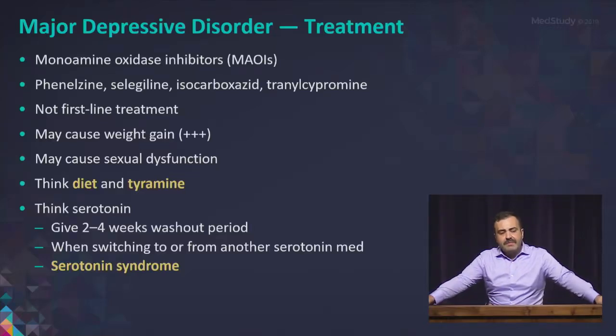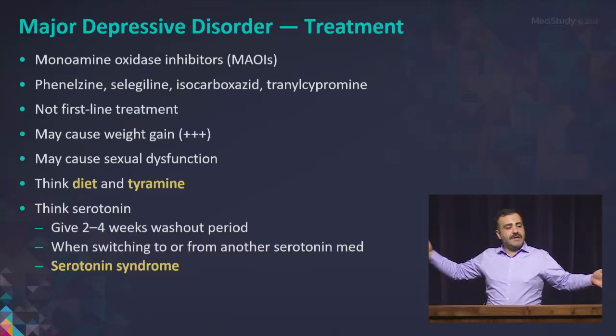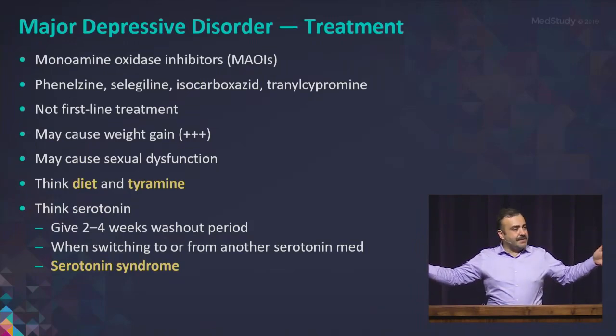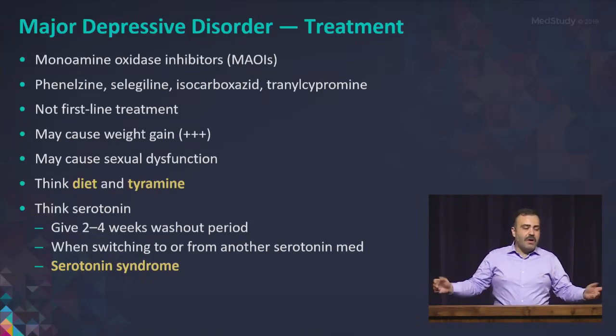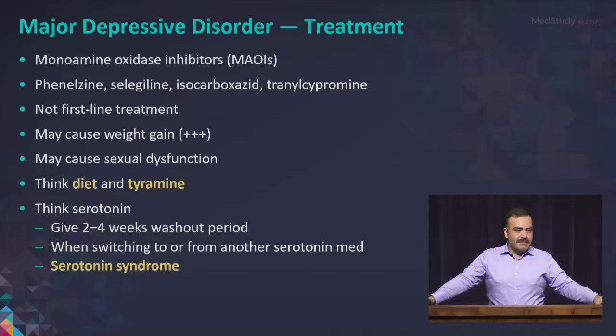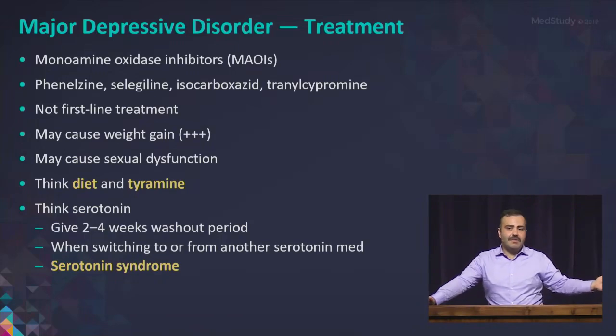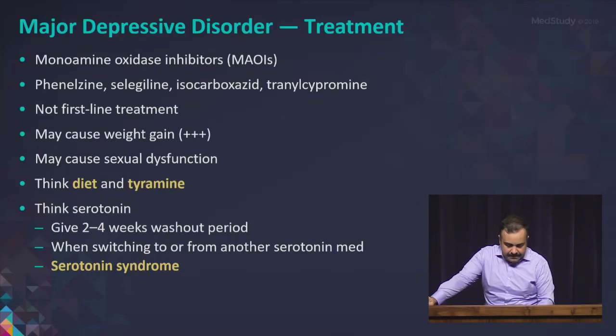And also, a very important key factor with these medications: if you are switching from an MAOI to another serotonergic medication like an SSRI, or the opposite, switching from an SSRI to an MAOI, to prevent that serotonin syndrome, you need to give 2 to 4 weeks of washout period. How to choose 2 weeks versus 4 weeks depends on the half-life of the medication. The longer half-life, give it 4 weeks. The shorter half-life, give it 2 weeks.